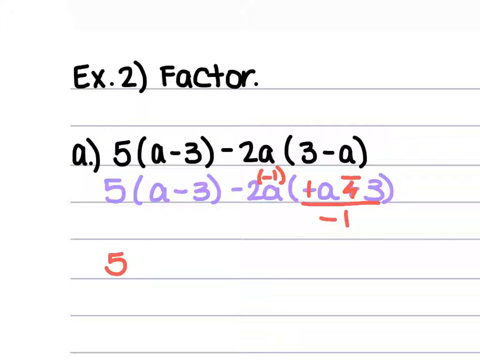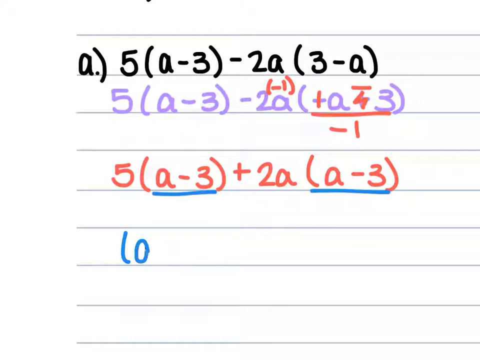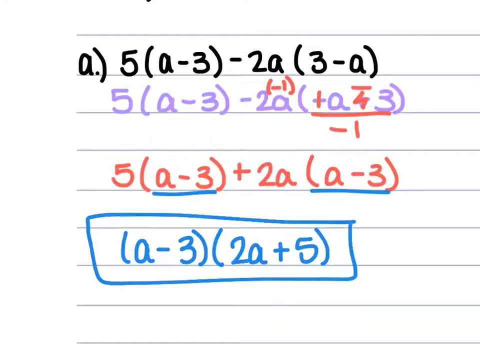So we're going to have 5 times a minus 3 plus 2a times a minus 3. Now our 2 sets of parentheses are the same, so we can rewrite one of them to be a minus 3 and then make another set with the 5 and the 2a. If you would like to move the 2a forward, you can. Just make sure that if it's positive, that you can do that. That's fine. If it was negative, I would keep it to the second term.